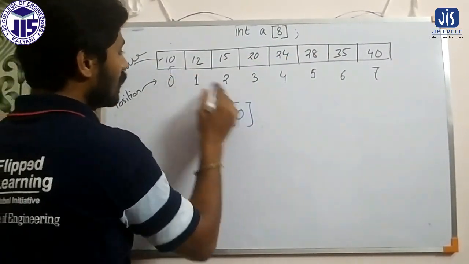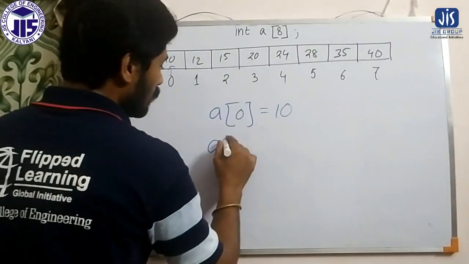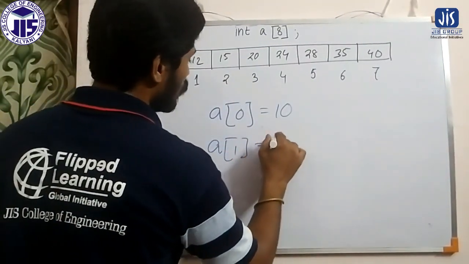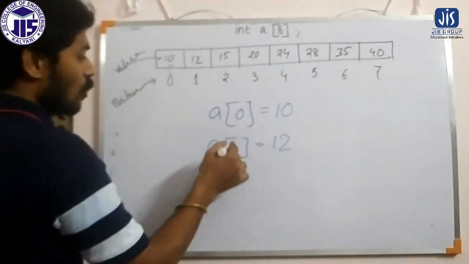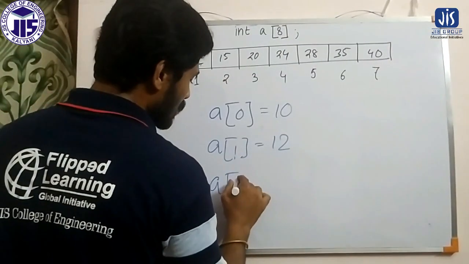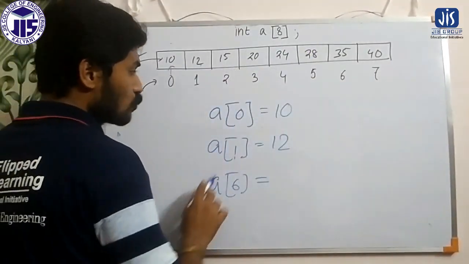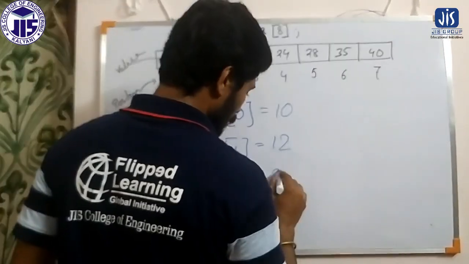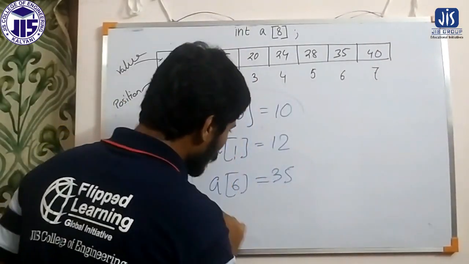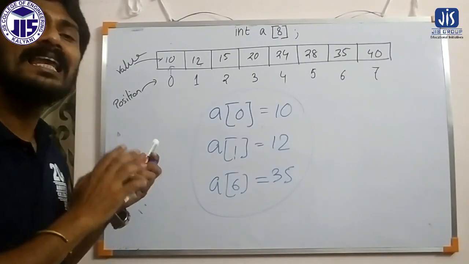So what element is there? 10. So this will represent 10. What is a[1]? That is 12, because a is the array and 1 is the position, so in position 1 we have 12. What is a[6]? This is the a array, come to the 6 position. It is 35. So in that way, by using the position in the array, we can represent any element of this array.